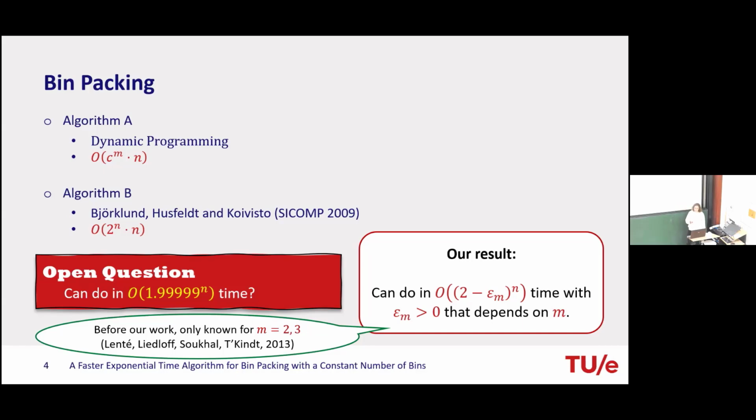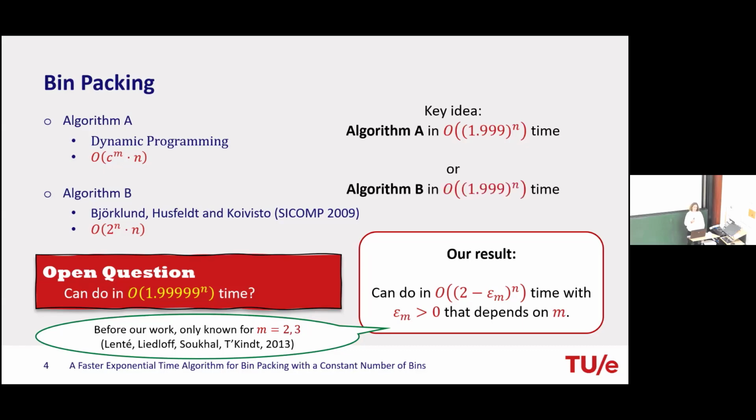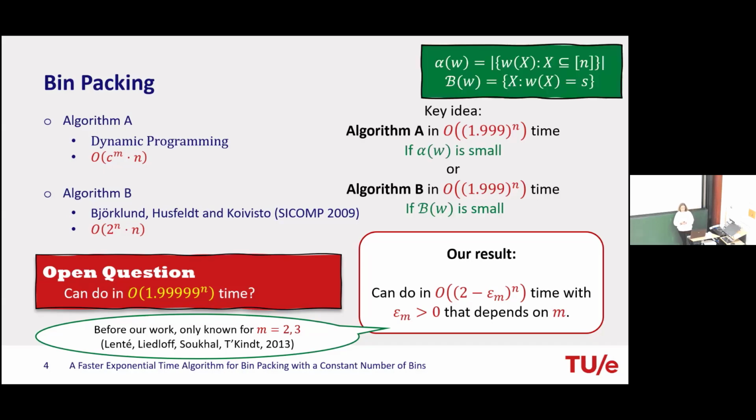The idea of the algorithm is as follows. Either algorithm A is going to be faster than 2 to the n, or some variant of algorithm B is going to be faster than 2 to the n. And which one is going to be faster depends on 2 parameters, which I'm going to be talking about a lot in this presentation, so please do remember them.